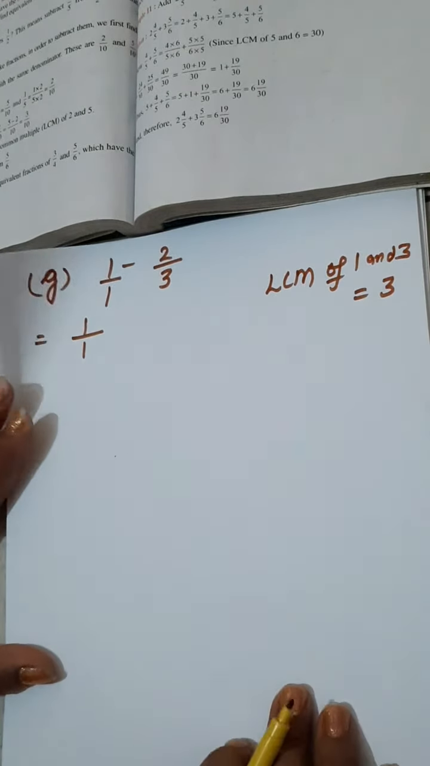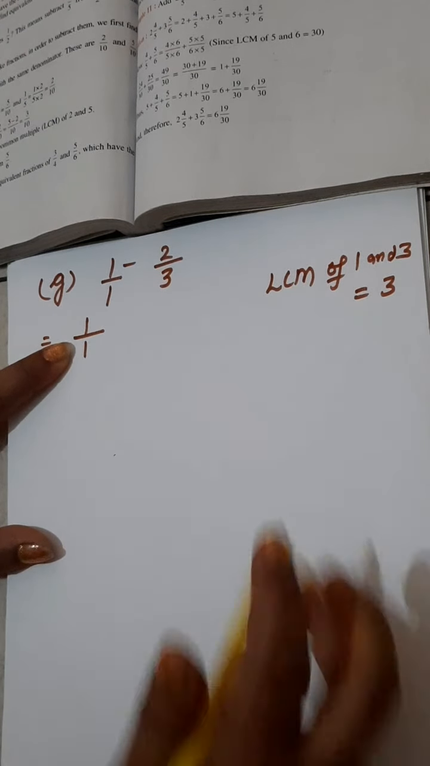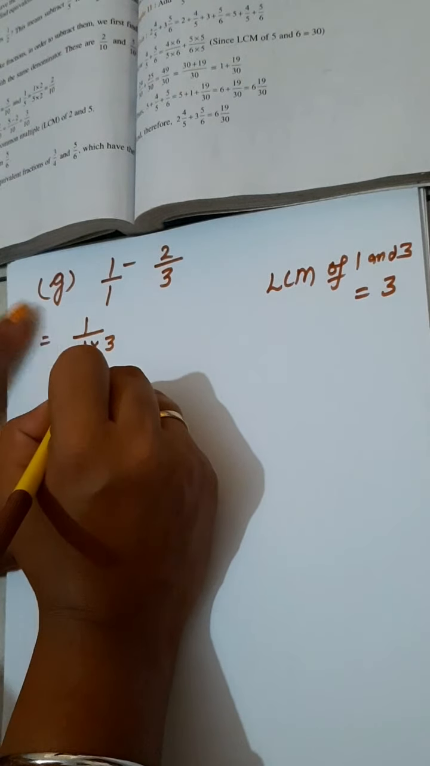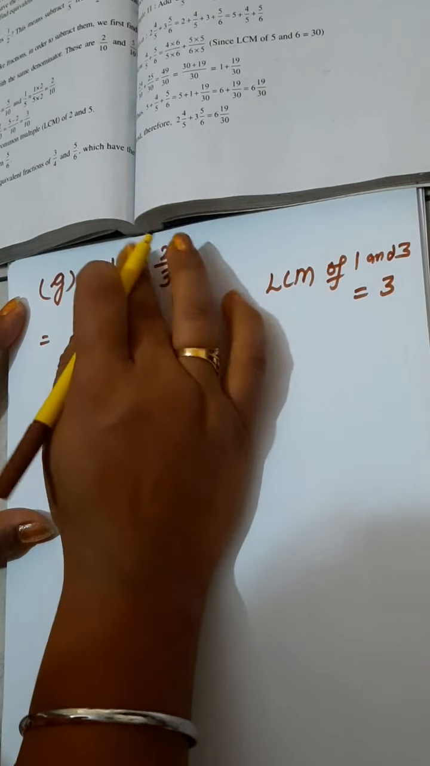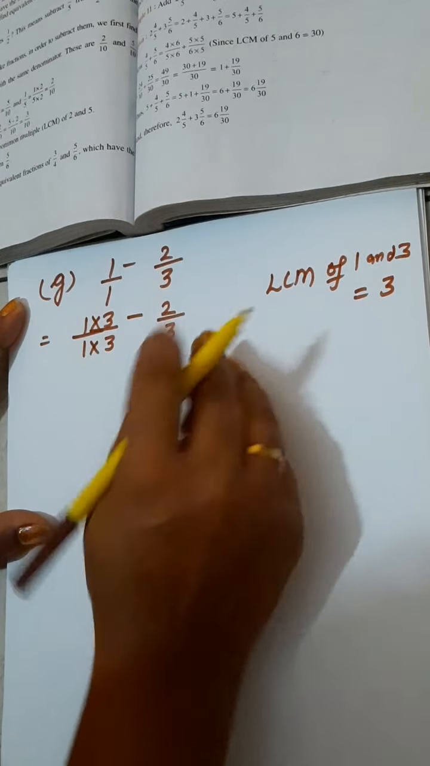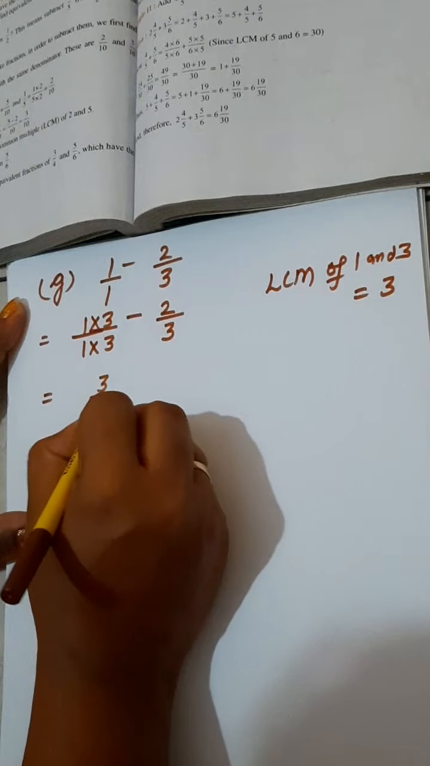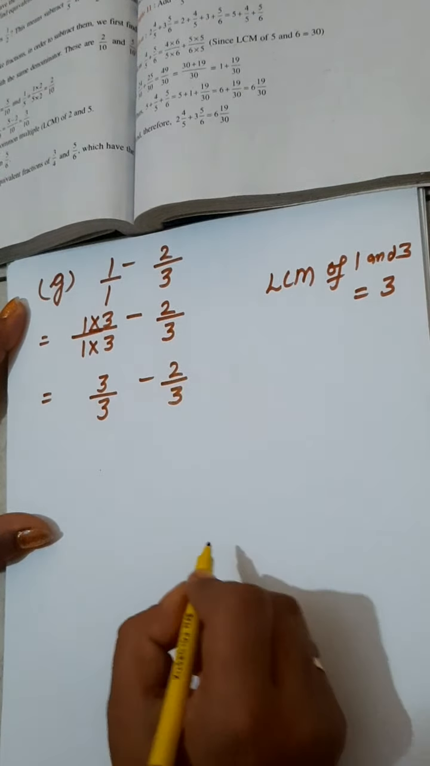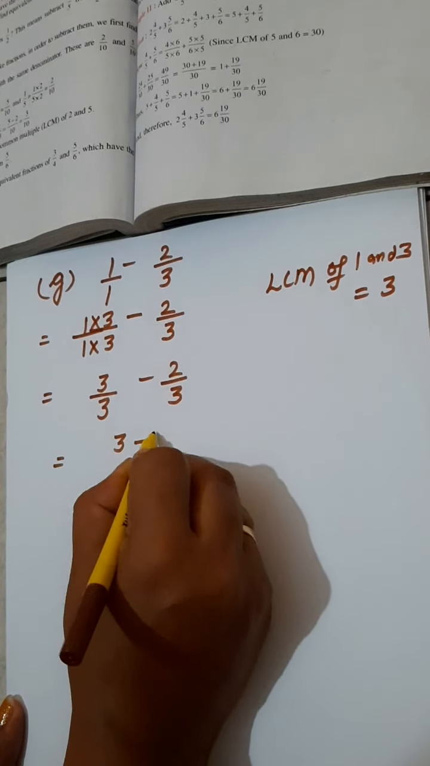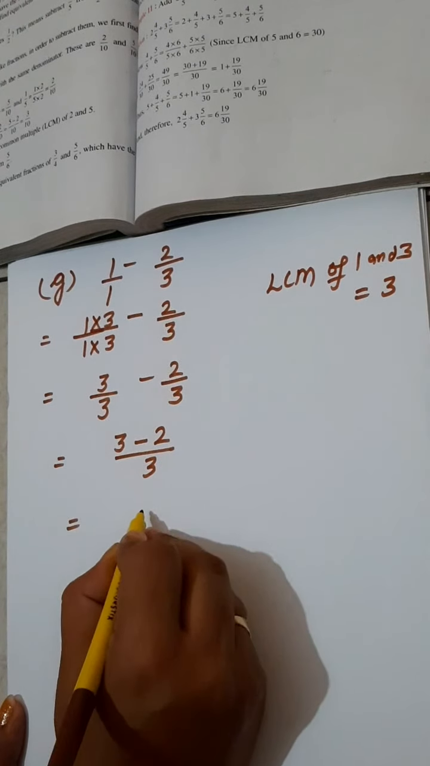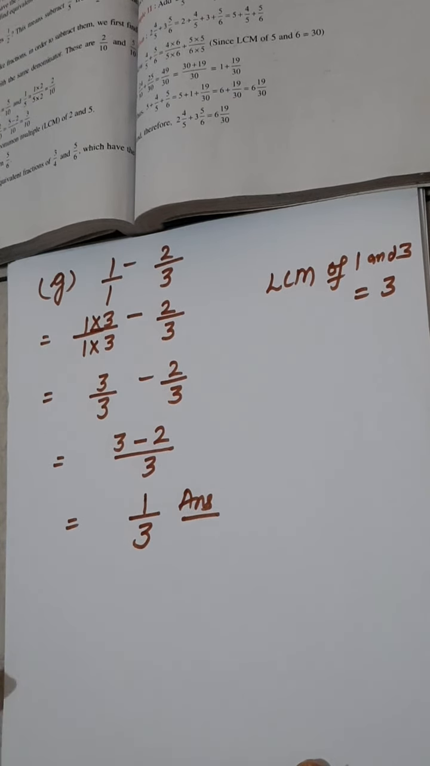Now we have 1 upon 1. So by which number do I multiply this 1 so that I will get 3? That is multiply by 3. If I am multiplying 3 in the denominator, then I have to multiply the same in the numerator. So this minus as it is and 2 upon 3 as it is. Here we have 3, so no need to multiply any number. So next step we have 3 upon 3 minus 2 upon 3. Here denominators are same, so you have to subtract 3 minus 2 upon 3. And when you subtract, you will get 1 upon 3. So my answer is 1 upon 3.